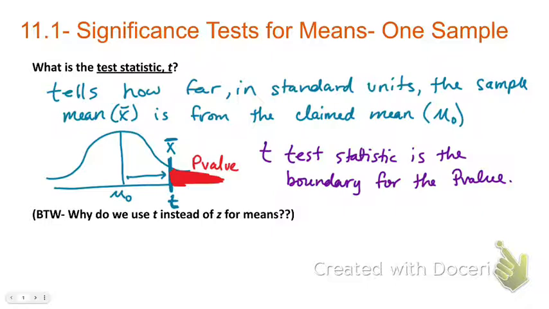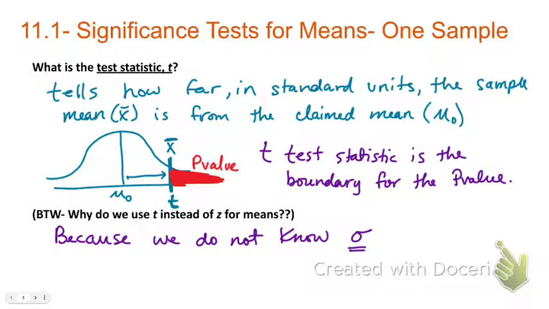Okay, so before we continue, can somebody remind me, why in the heck am I using this T stuff? Why am I not using my Z distribution that I know and love so much? Because it changes for means. And why does it change for means? Because of the variability. Very good. Here's the short answer: it is because we do not know sigma, which is the population standard deviation.